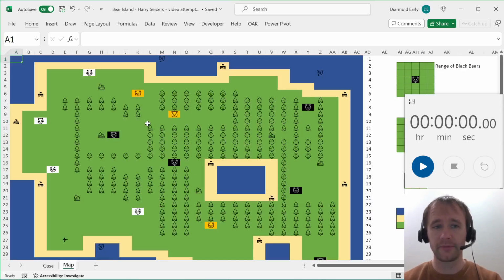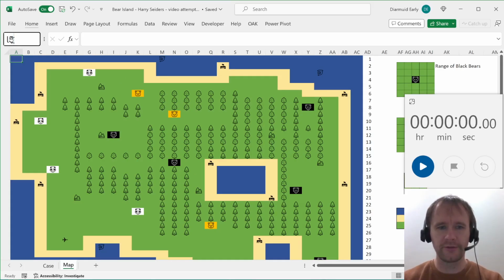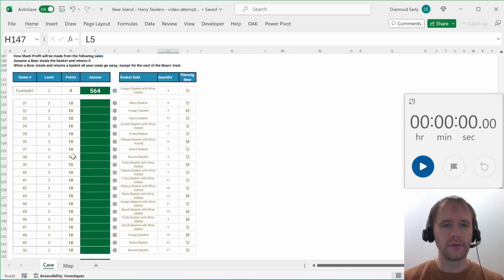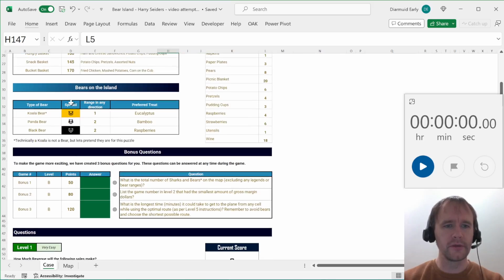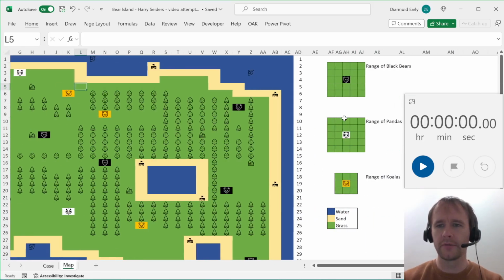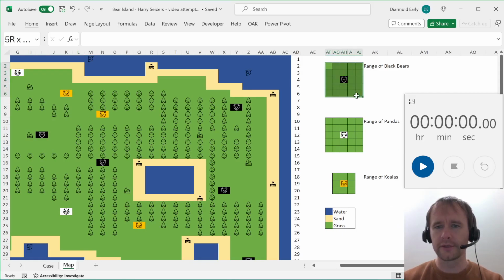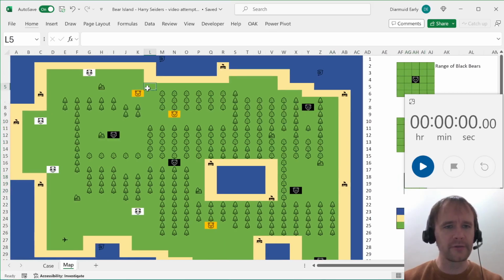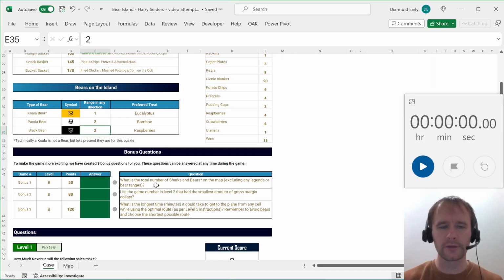So here we have the map of the island. So that first location was L5, which is over here. And then you saw in the instructions it mentioned range in any direction, 1 for the koala, 2 for the panda and the black bear, but it's also illustrated over here. So you can see the range of black bears is this, and the range of pandas is this, and the range of koalas is that. So that L5, I think that was here, is going to be in the range of a koala, so a koala will steal it and bring it back, so your only cost is a koala treat.